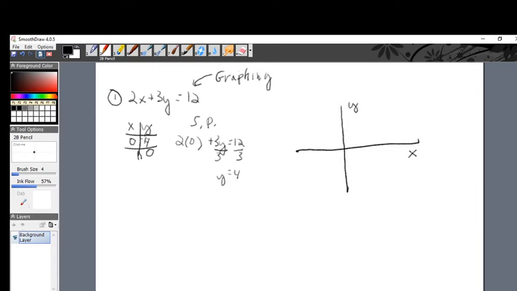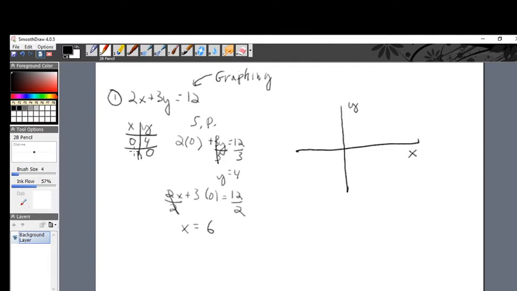Okay, now what if y is 0? What is x? So let's write this all over again. 2x plus 3 times 0, because y is 0, equals 12. 3 times 0 is nothing, so it's 2x equals 12. 2 divided by 2 on the left-hand side, 2 divided by 2 on the right-hand side, and you get x equals 6. Right? Y equals 4, x equals 6.